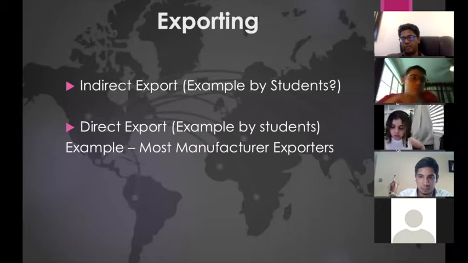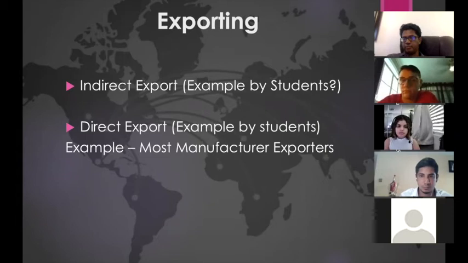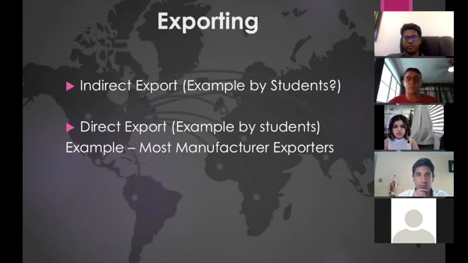On the other hand, some companies do not manufacture the products, but they buy products from manufacturers and they export it. So there are different types of exporters, or exporters can be broadly classified as direct exporters and indirect exporters. Based on your information or your knowledge, can you tell us some company example? This is a company I know is involved in direct export. This company is involved in indirect exports. Can you tell me some example?